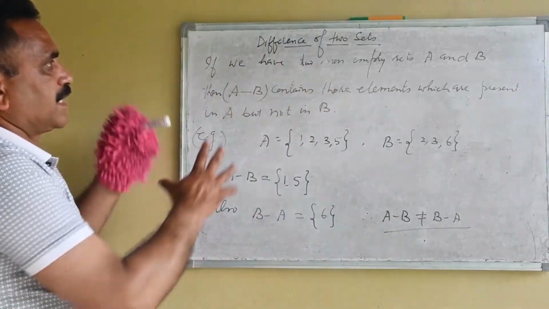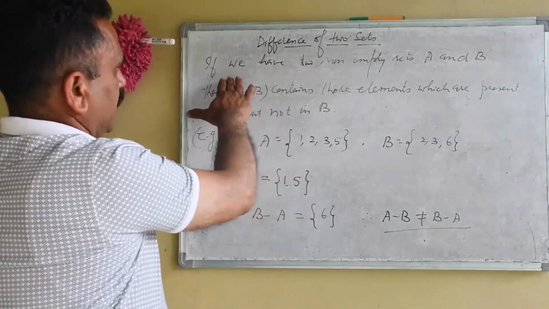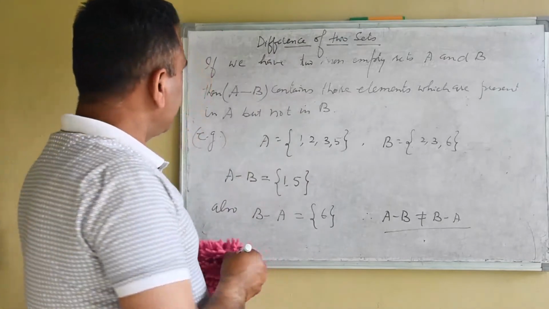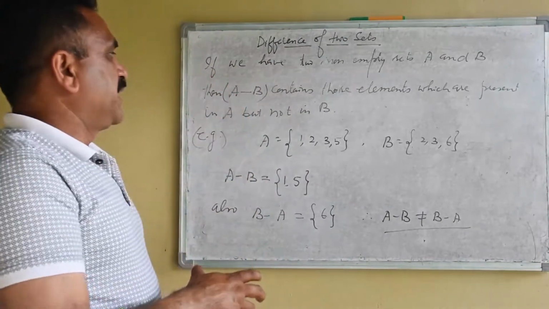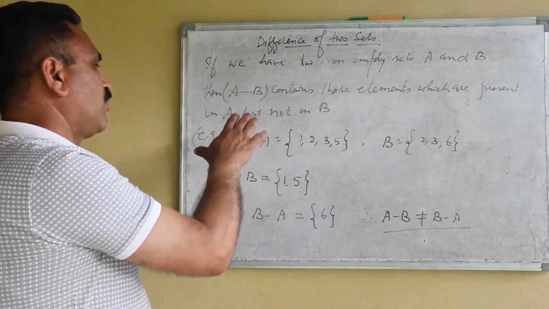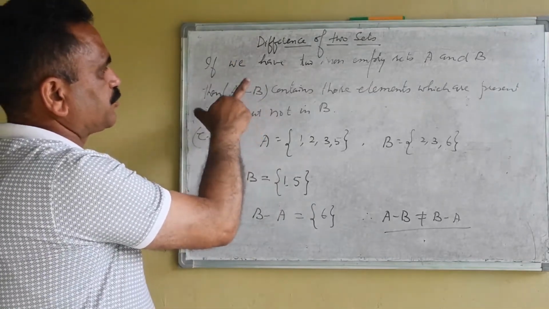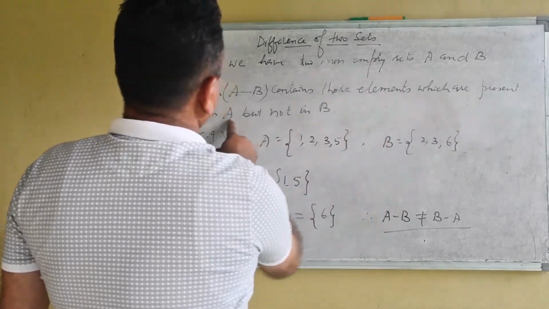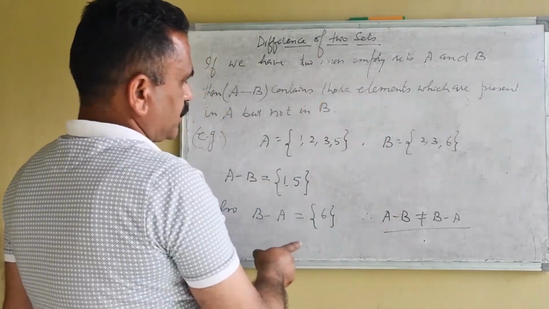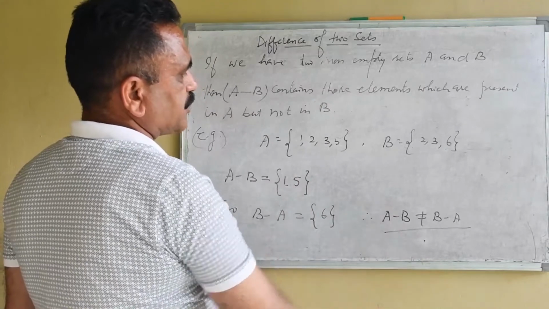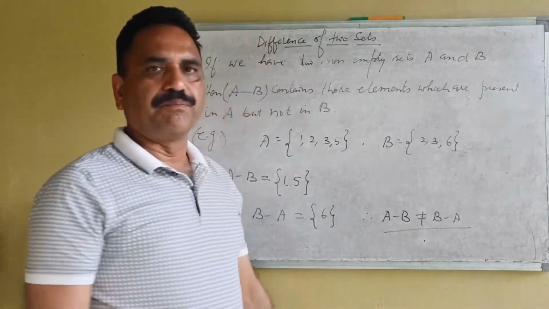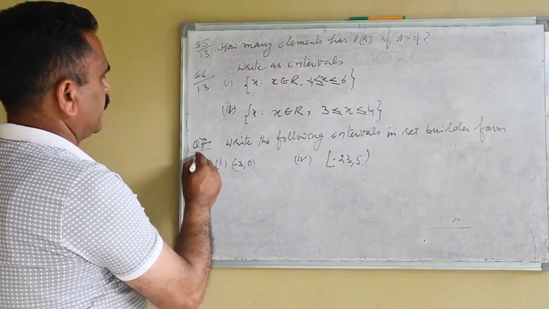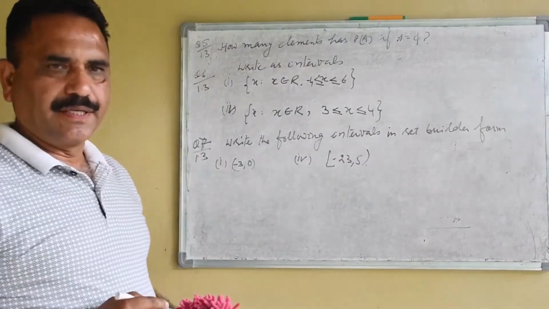So, taking the difference of two sets, we have seen that if we have two non-empty sets A and B and we subtract B from A, then the difference of these two sets, A minus B, will contain those elements which are present in A but not in B. So we have seen that A minus B is not equal to B minus A. We will do some problems of exercise 1.3.